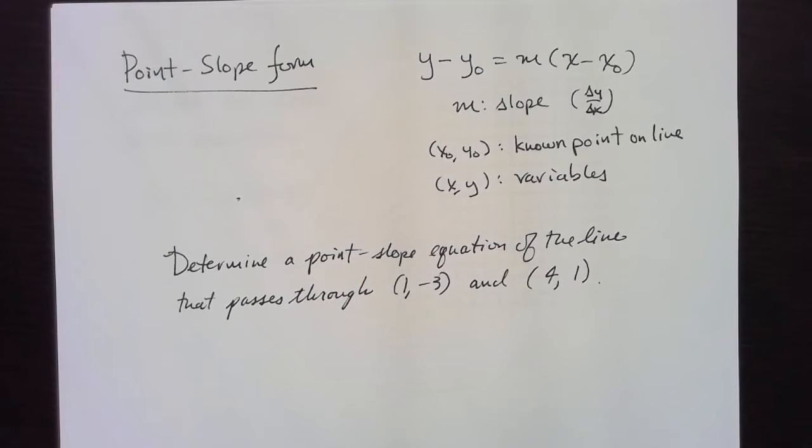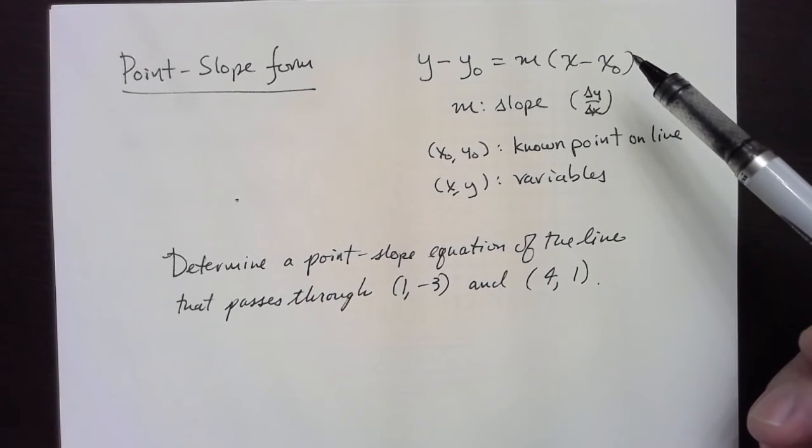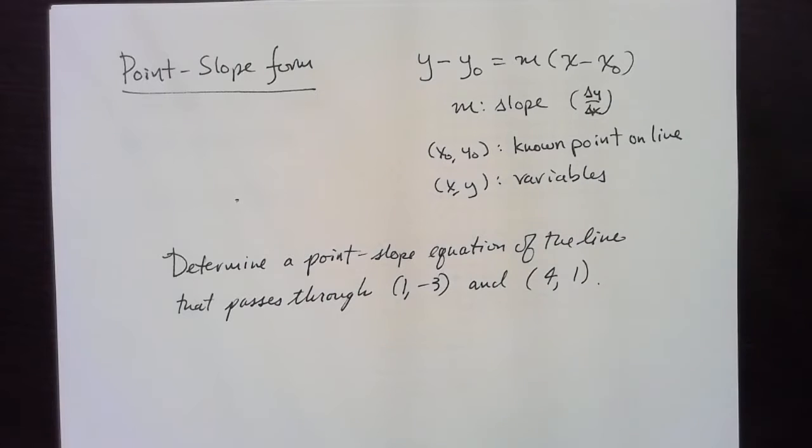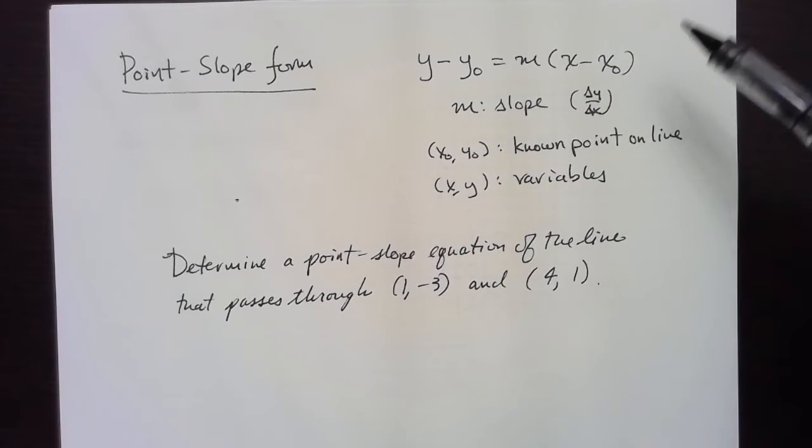So in this video, we're going to do several practice problems working with equations of lines. In the previous video, we derived what's called the point-slope form of the equation of a line. Here it is again. In this equation, y minus y sub 0 equals m times x minus x sub 0.